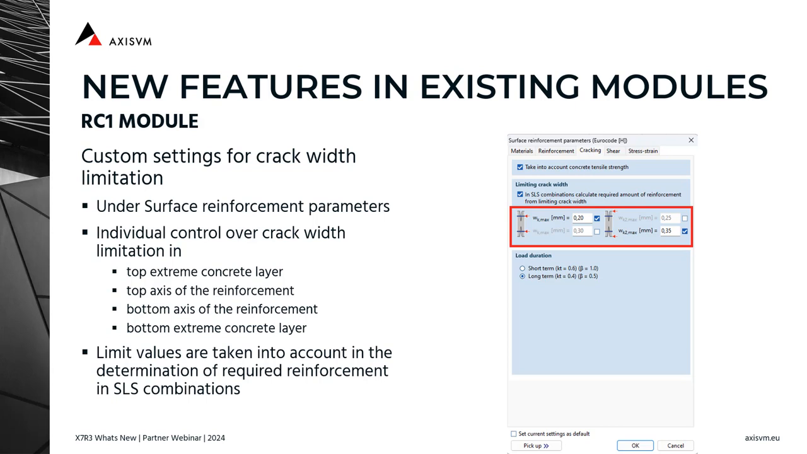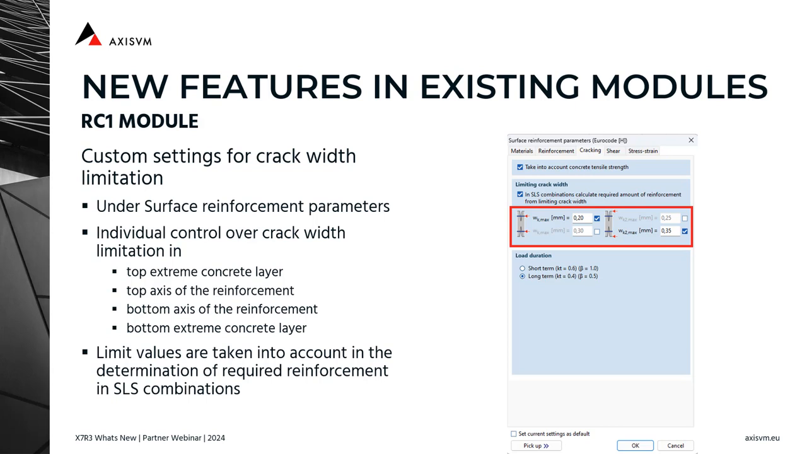Starting with RC1, in the X7 R3, now it is adjustable which components of crack width limitations should be considered during nonlinear analysis. In previous versions, only the crack check itself could be turned on or off. From now, crack widths in individual directions and positions can be limited as well.